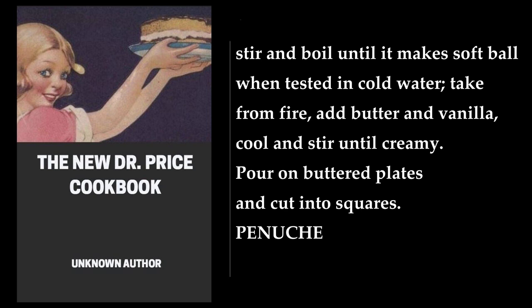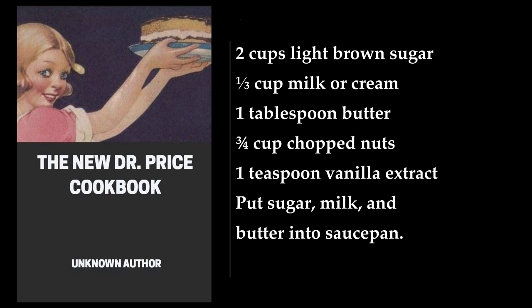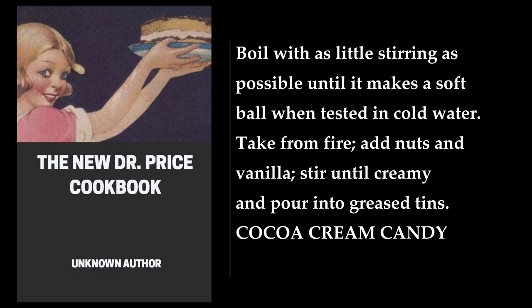Panucci. 2 cups light brown sugar. 1/3 cup milk or cream. 1 tablespoon butter. 3/4 cup chopped nuts. 1 teaspoon vanilla extract. Put sugar, milk, and butter into saucepan. Boil with as little stirring as possible until it makes a soft ball when tested in cold water. Take from fire, add nuts and vanilla, stir until creamy and pour into greased tins.